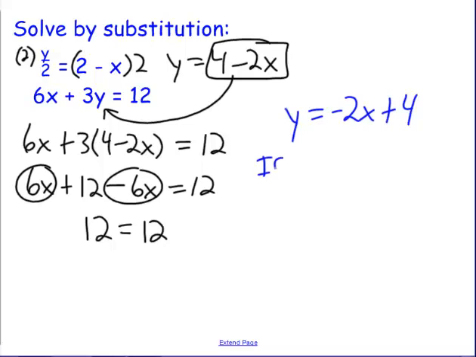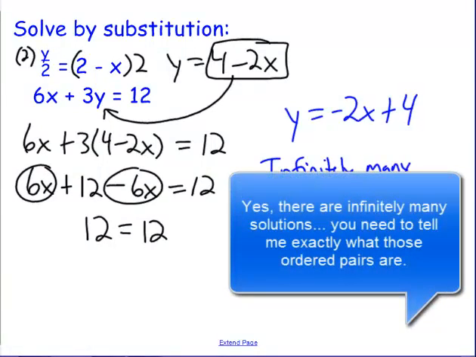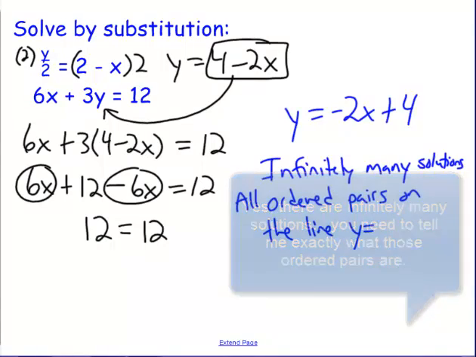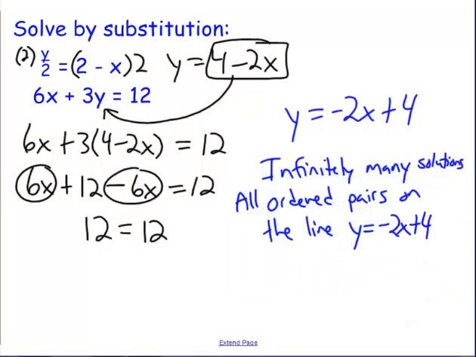And so remember, we'll have infinitely many solutions. And we have to be precise about what those are. So infinitely many ordered pairs. We have infinitely many solutions. And that's all ordered pairs on the line. And then you have to actually tell me what that line is. And in this case, it's y equals negative 2x plus 4.